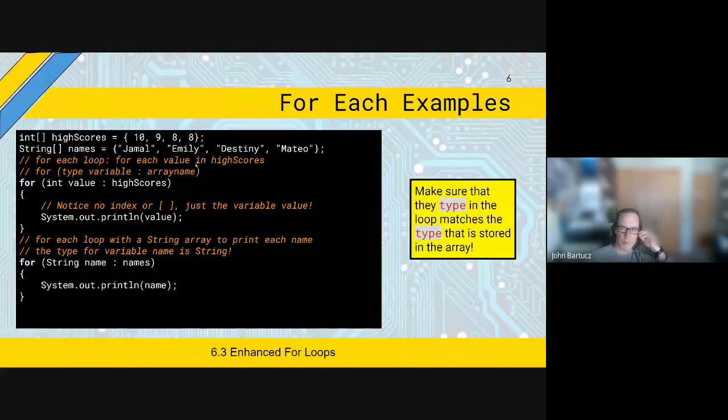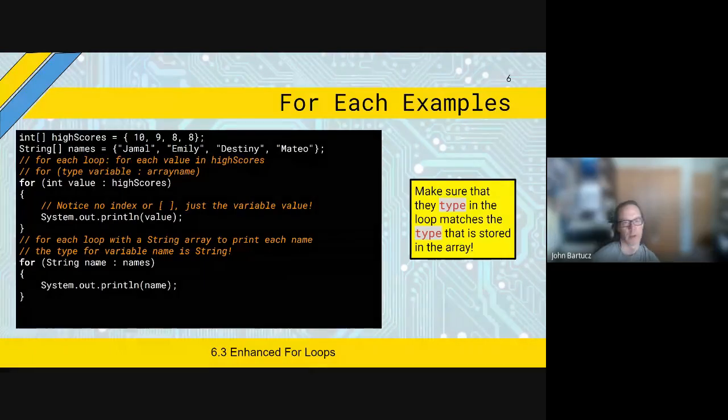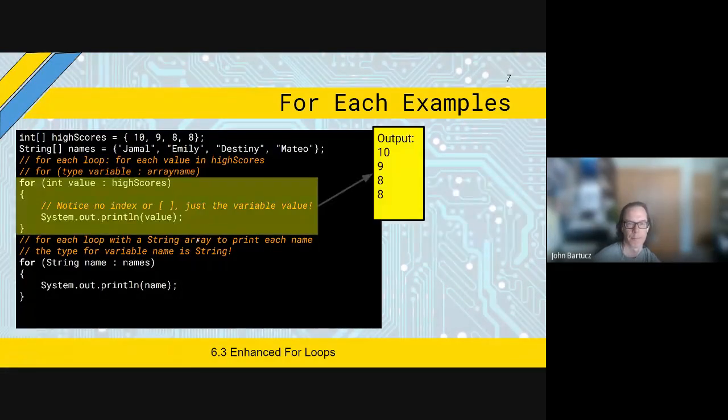So here's a couple examples. One key that you do have to take note of is that the type of that temporary variable that's walking you through it does have to be the same as the type of the array. So for high scores, it was an integer array, so the value has to be an integer. That's what I just showed you in the REPL. For the names array, that's an array of strings, so the variable has to be a string, and it'll just print out all the names in that array.